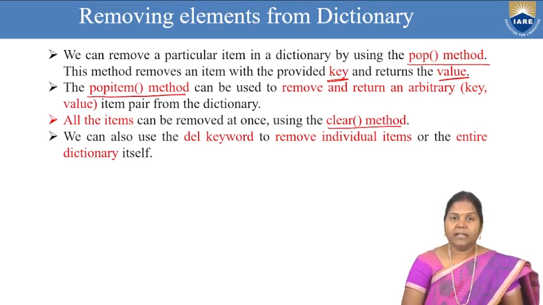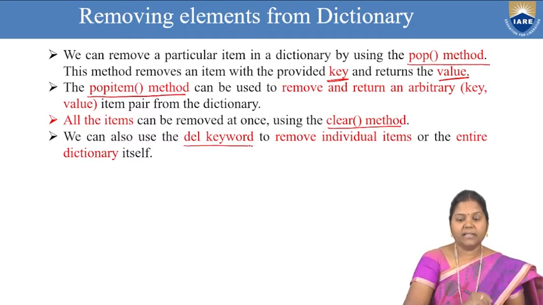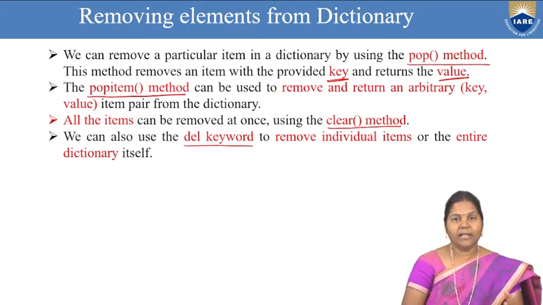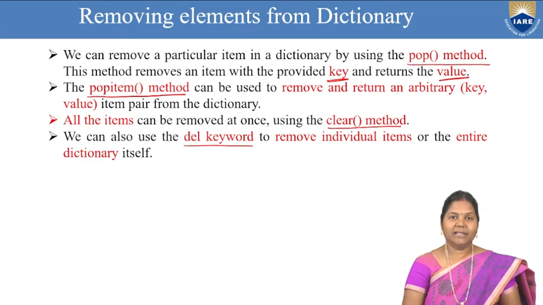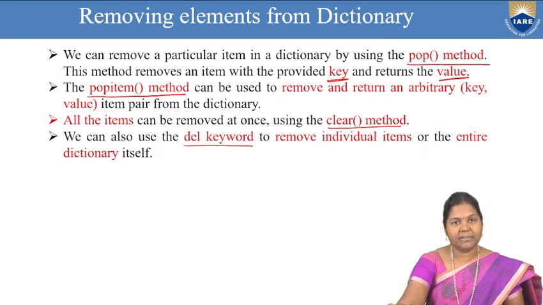Now similarly, apart from these methods, pop, popitem and clear, you can also use the del keyword. So using this del keyword, you can either remove individual items or you can delete the entire dictionary itself. While using the del keyword, be careful about what you want to perform, whether you want to remove an individual item or delete the entire dictionary itself. So these are the different ways of removing the elements from the dictionary.